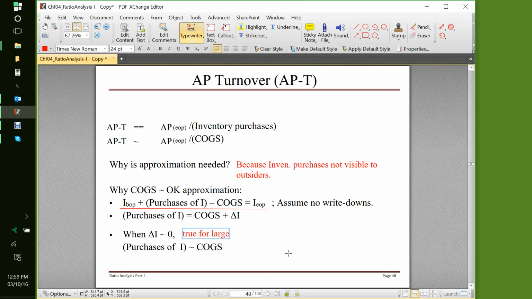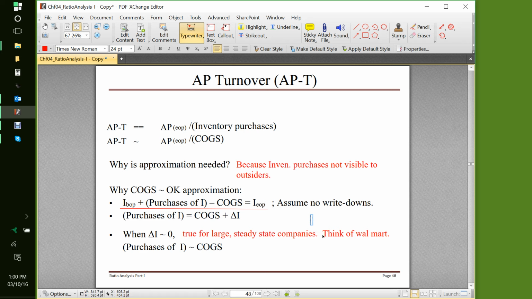Let me just put in here, true for large steady state companies. Okay, so let's think of Walmart. Walmart's essentially growing between 0 and GDP these days. They need to keep their stores stocked to the same level at all times. So pretty much as things are going out of inventory through COGS, the same amount of stuff is coming in through new purchases, or maybe with very slow growth.